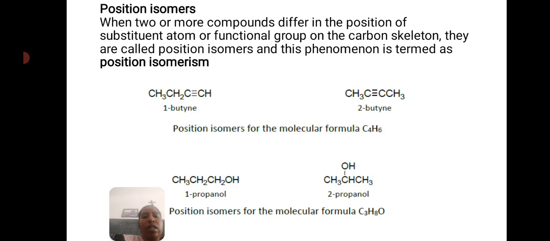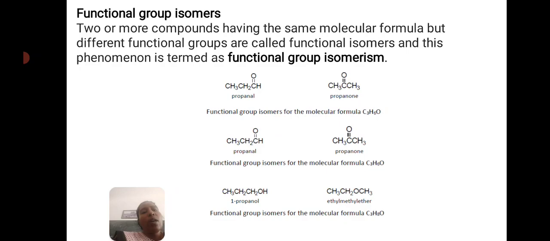The second example is 1-propanol and 2-propanol. The functional group, the hydroxyl OH group, is attached at the first carbon in 1-propanol and at the second carbon in 2-propanol.